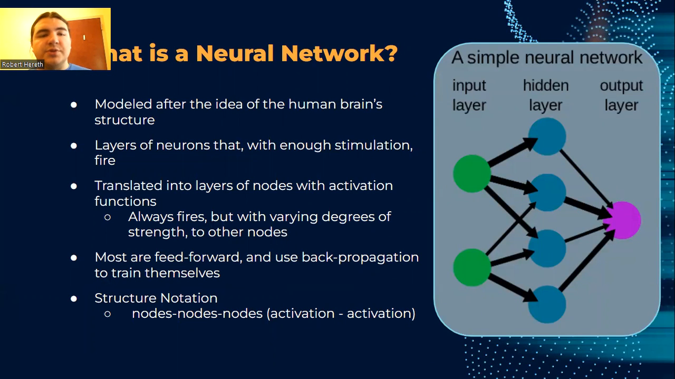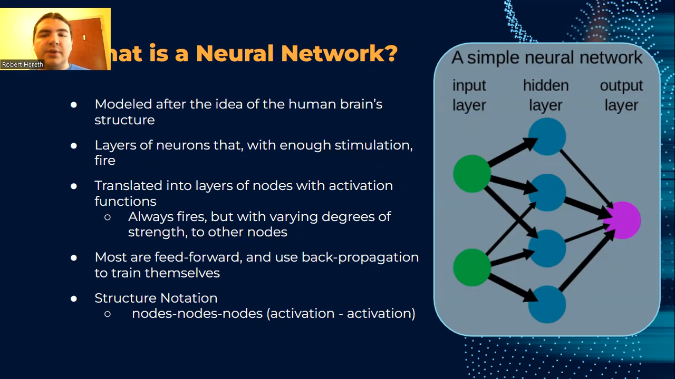So let's start with the first question, which is what is a neural network? In essence, a neural network is a machine learning tool that is modeled after the idea of what the human brain is structured like. The human brain is a series of neurons that once enough electricity has been given, they will fire and communicate with each other. This series of firing allows us to do different processes within our brain. So a neural network is a bunch of layers of nodes with different activation functions. Rather than being a binary, it fired or it didn't, neural networks opt for that they're always firing, but with various degrees of strength to different nodes.